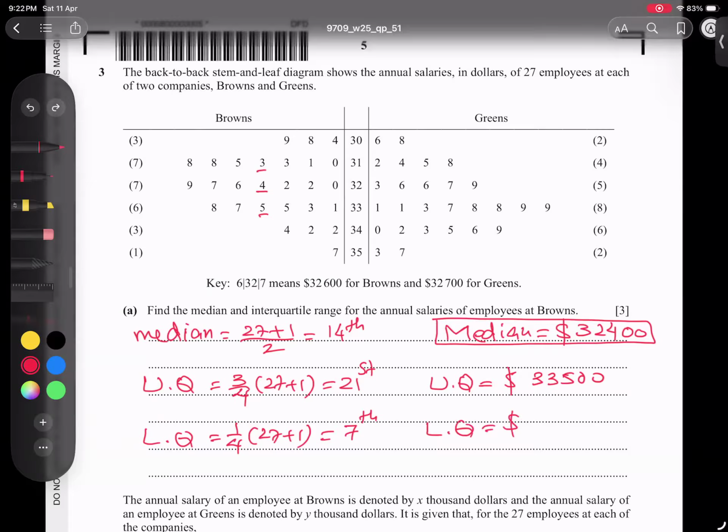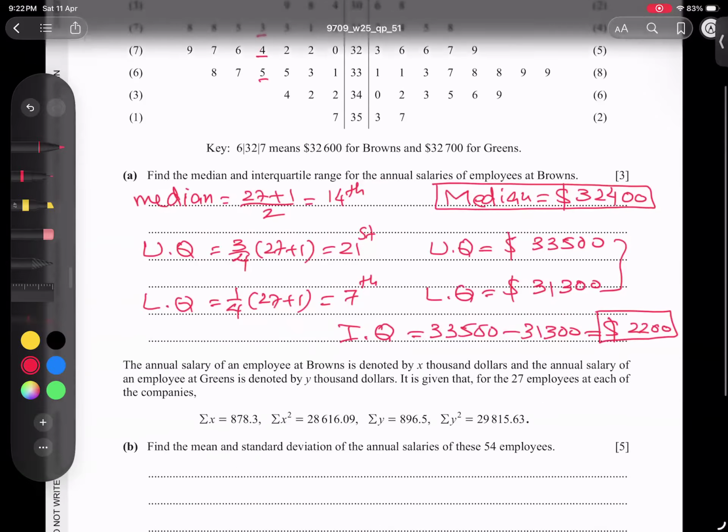31,300. And now we have to subtract the values. So the interquartile value will be 33,500 minus 31,300. And the dollars we finally got is 2,200. Yes, correct. So we got $2,200 for the interquartile. Okay, now what's the next part?